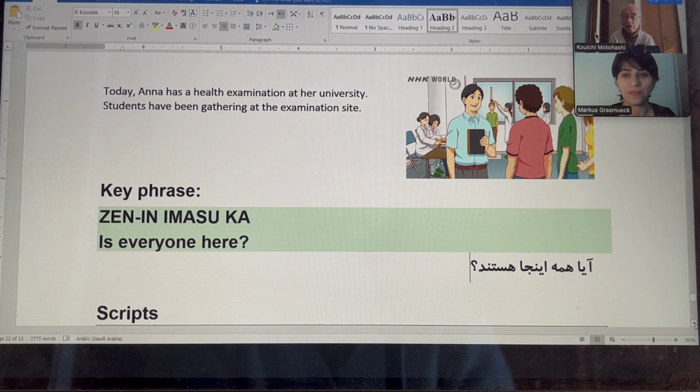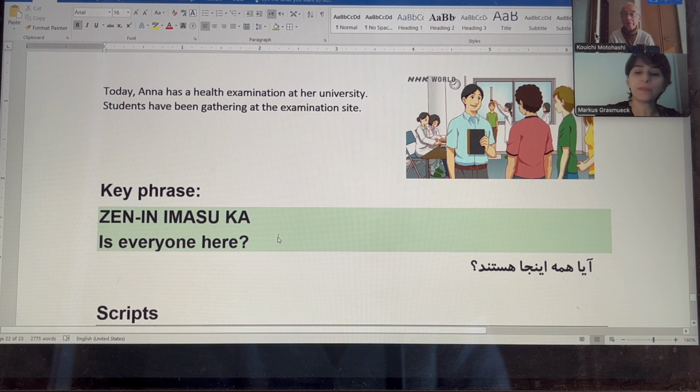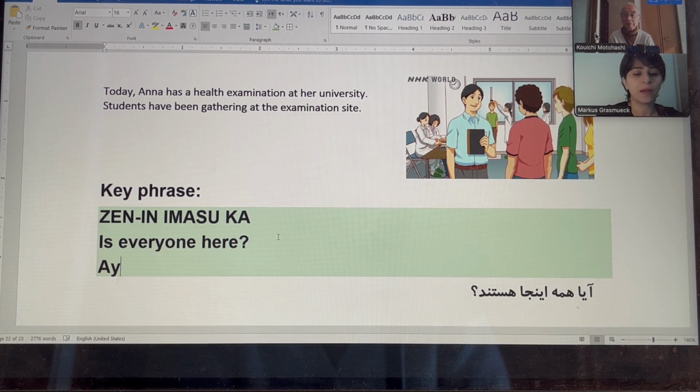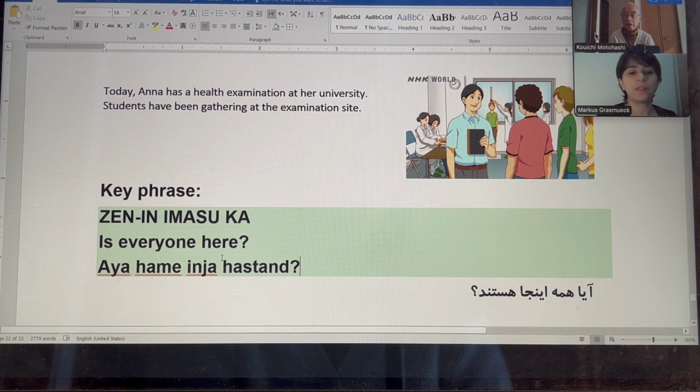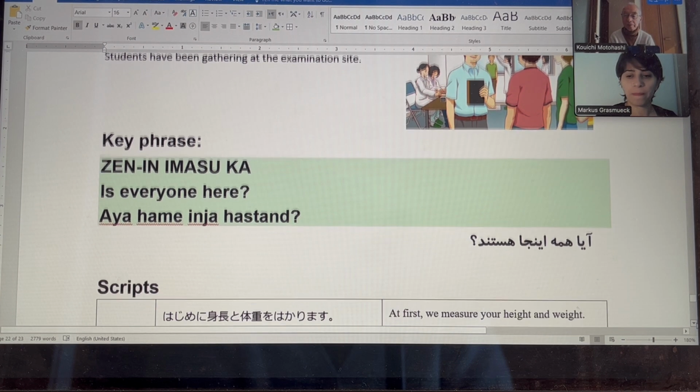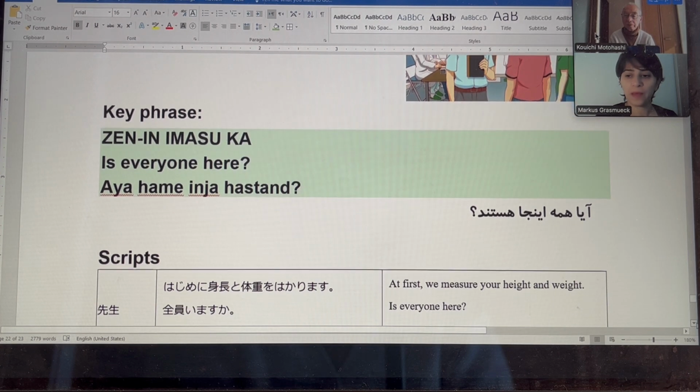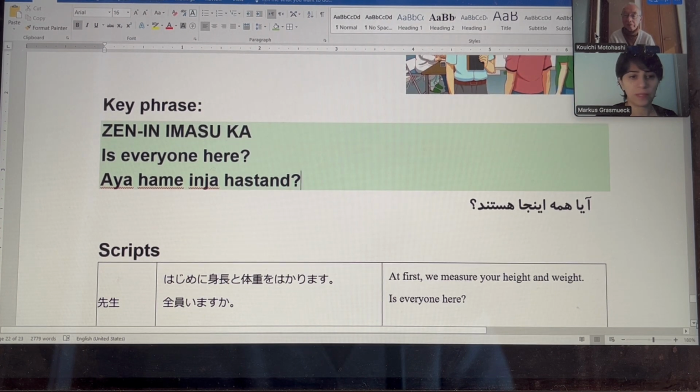全員いますか? Is everyone here? In Persian, what we say is: آیا همه اینجا هستند? Is everyone here? So let's learn this key phrase plus some more vocabulary and grammar.